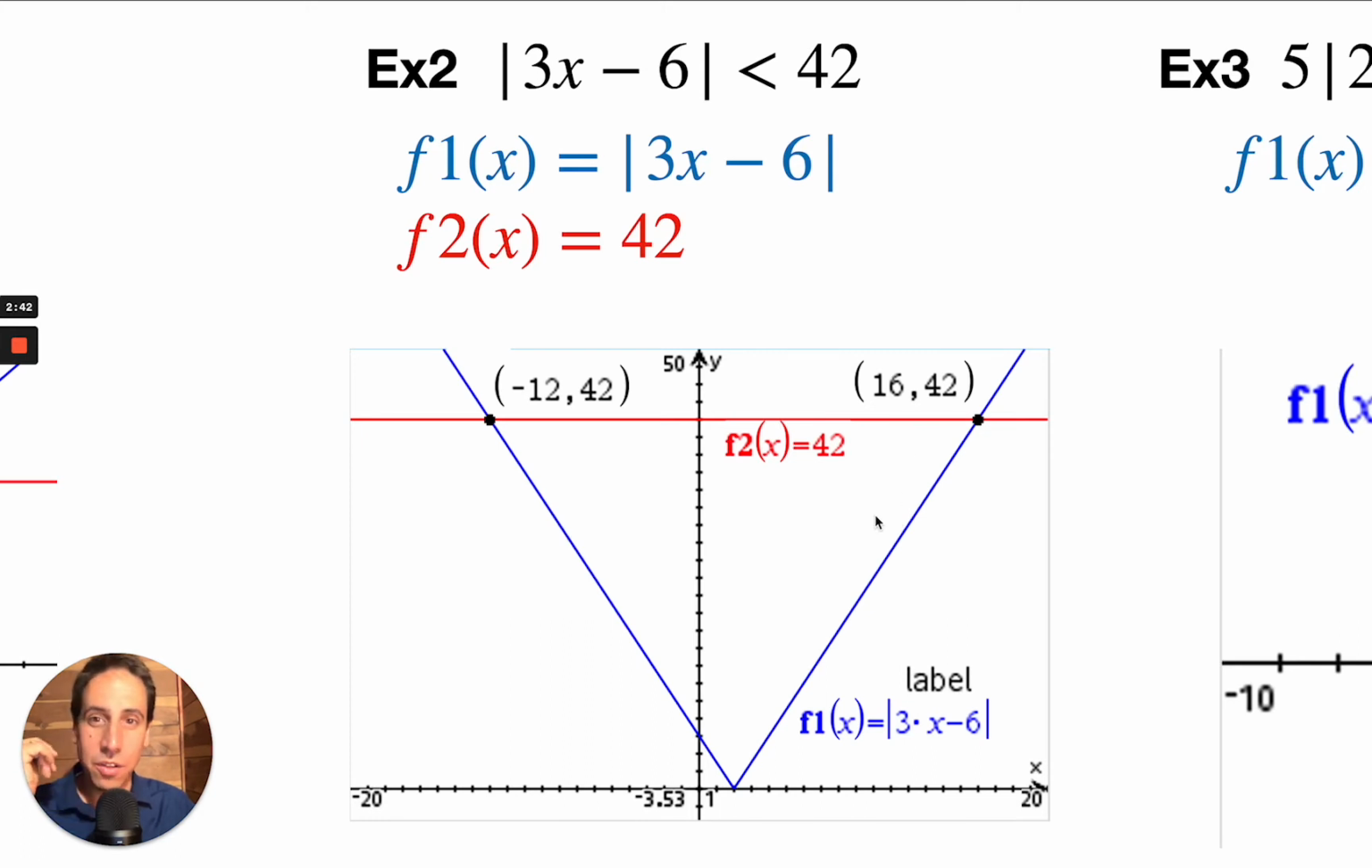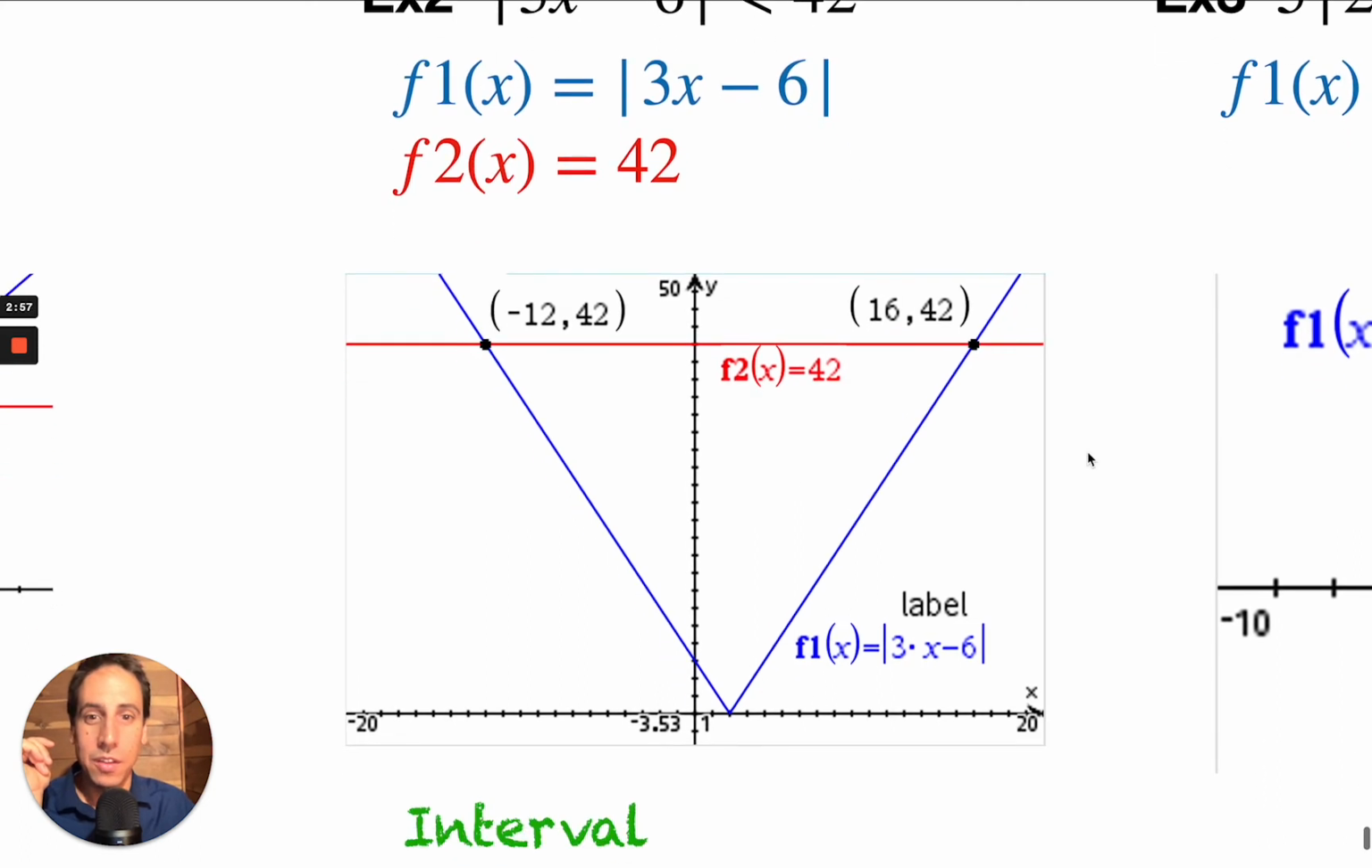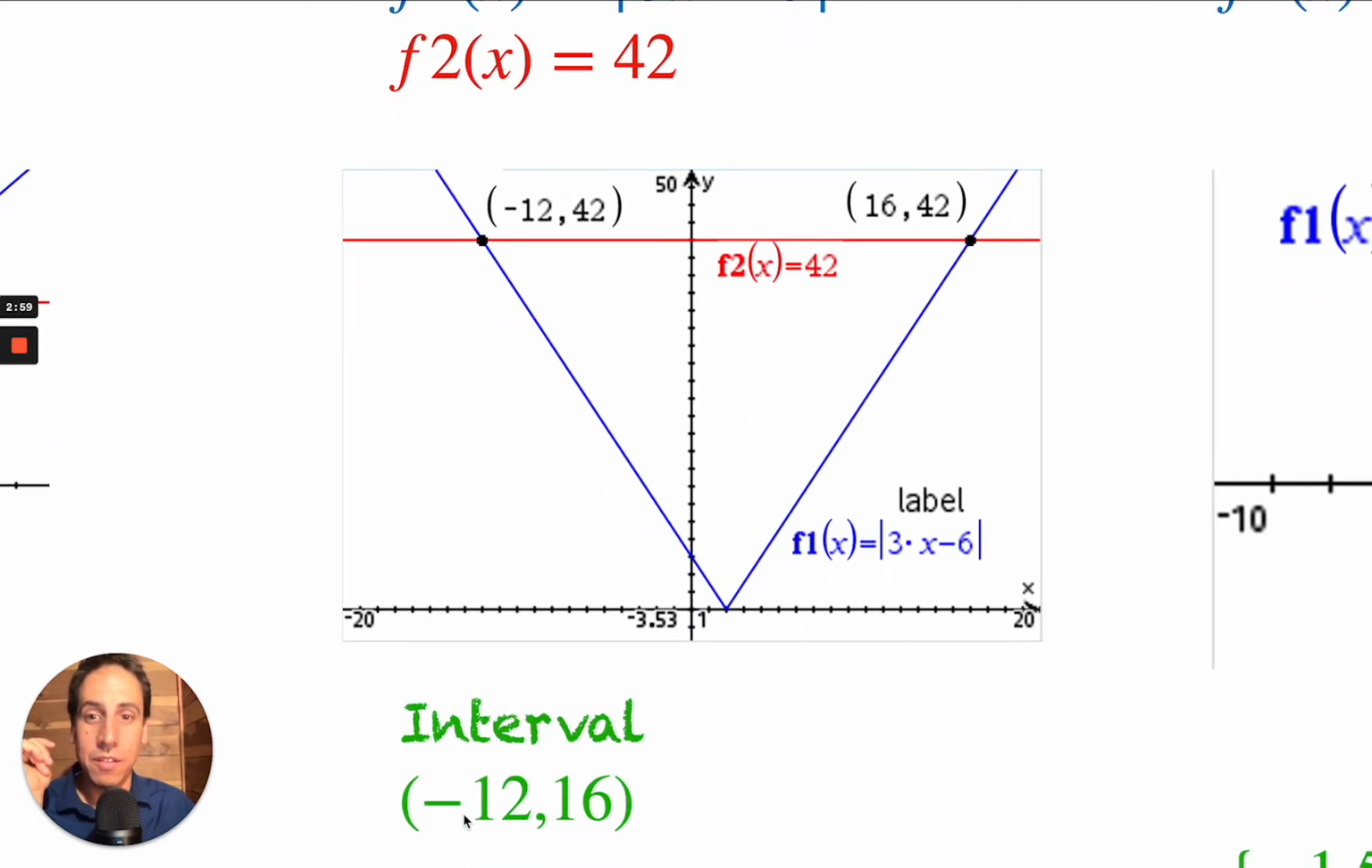So actually, it's not just one point. It's a long interval right here of x values that will actually make it less than 42. And they start at -12 and they go up to 16. But I don't think we should include -12 and 16 because of the less than symbol right here. So it's an interval. It starts at -12. It goes up to 16.